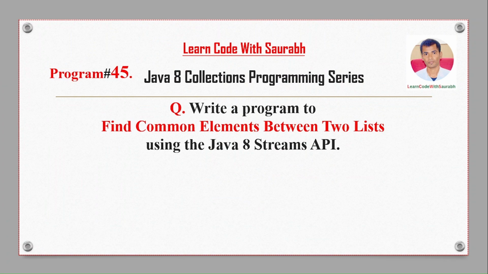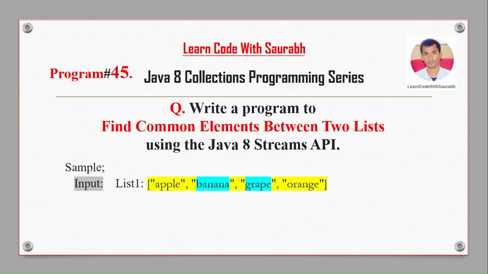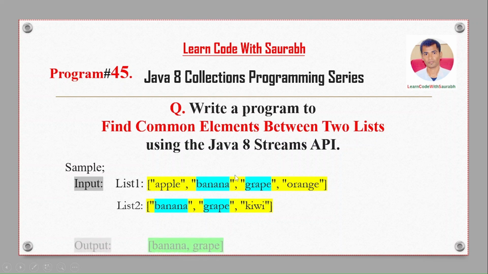Today I'm going to solve a program to find common elements between two lists using the Java 8 Stream API. For example, if we take some input like list 1: apple, banana, grape, orange, and then we take a second list containing the values banana, grape, kiwi, we will get the common elements banana and grape.